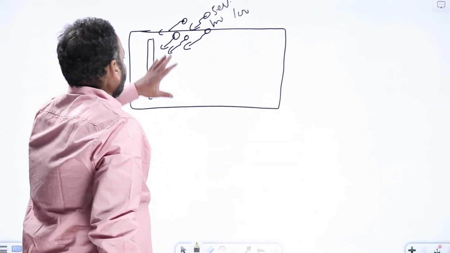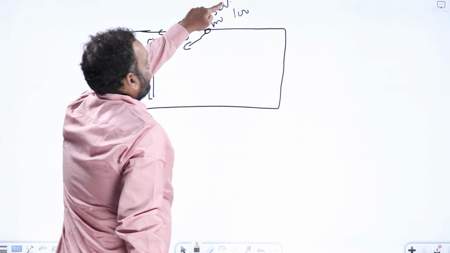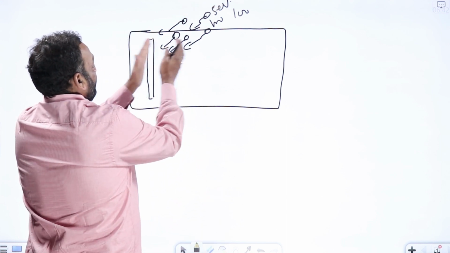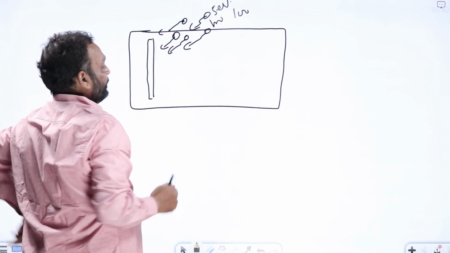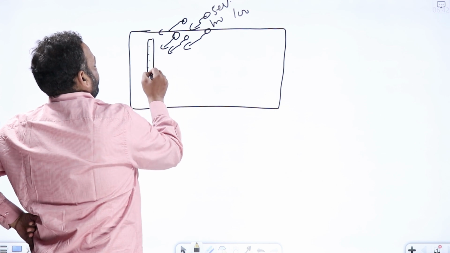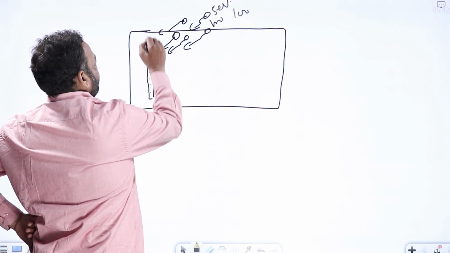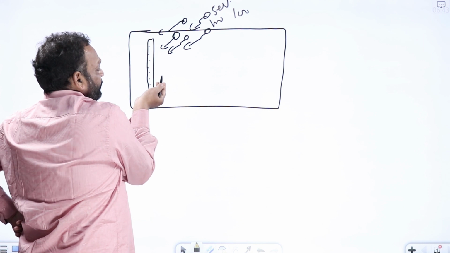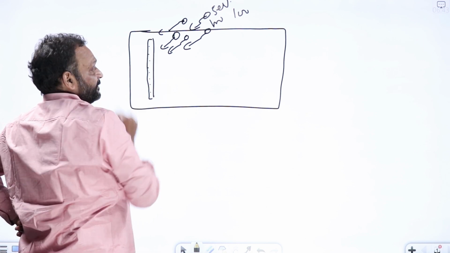Now 100 photons, each with 5 electron volts of energy, go and fall on this metal plate, and inside there are a large number of free electrons moving here and there freely. They are unable to come out of the surface of the metal because of the potential energy barrier.